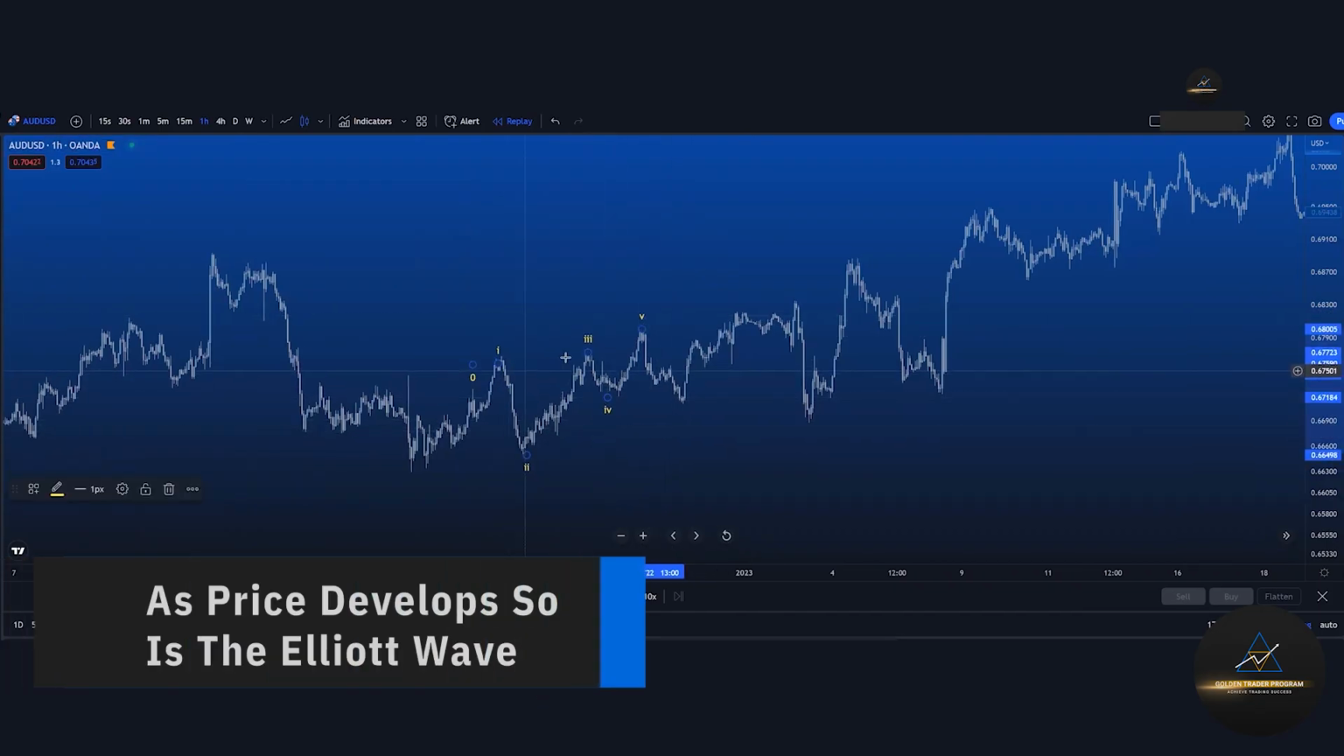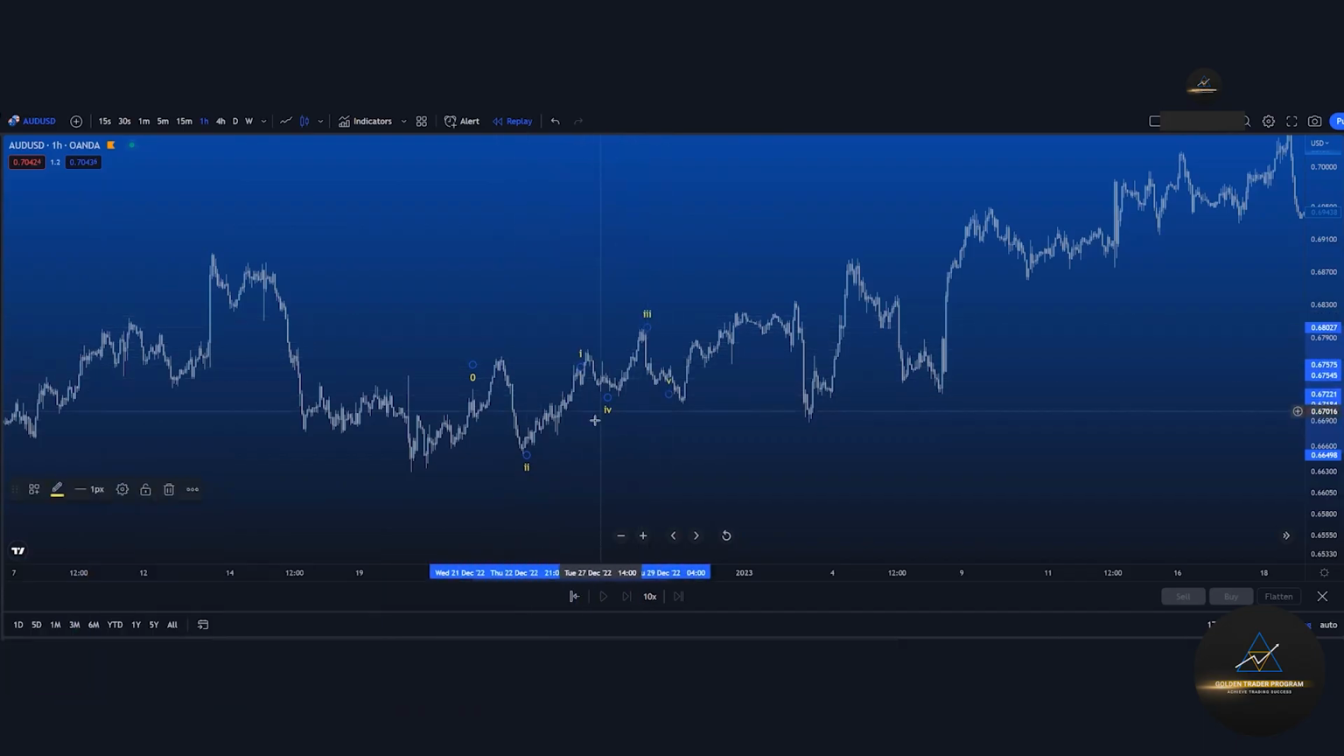Now, as price develops, so do the Elliott waves. They're going to develop as well. So this would now be your number 1. This would be your number 2. 1, 2. This would be your number 3, sorry. And then this will be your number 4. And then this will be your number 5. But guess what? Notice how number 4 now closed below Elliott wave 2. So now it's an invalid setup.